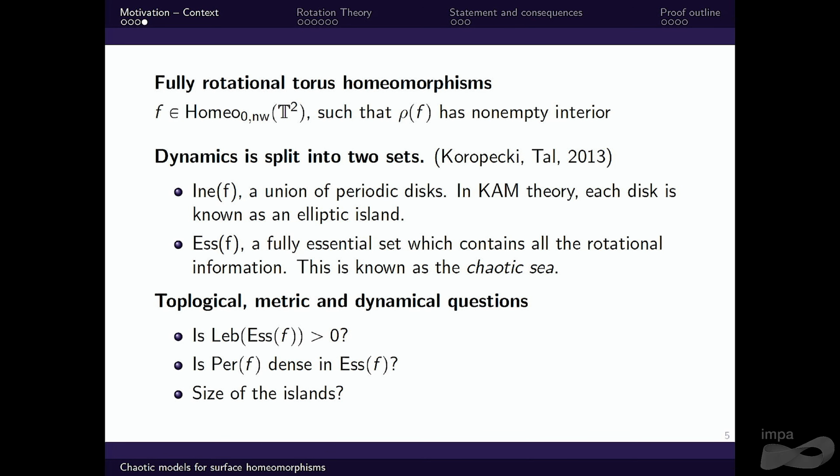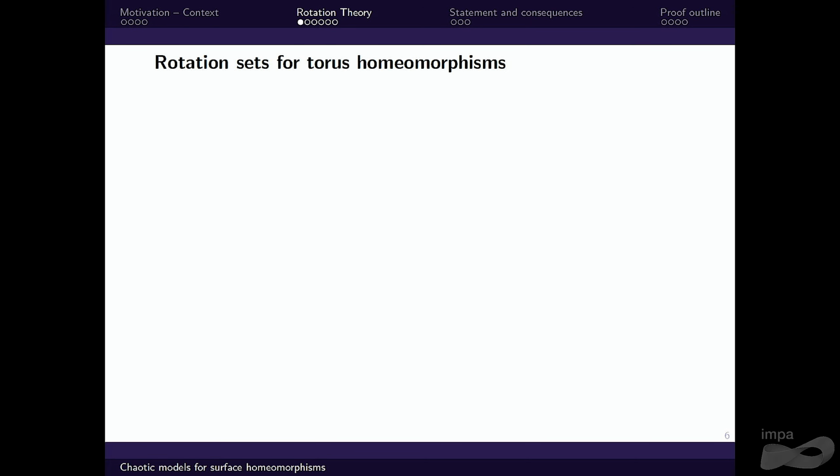What about the size of the islands? Can they be as big as they want? Do you have some sort of thin and long islands, or are they uniformly bounded? So we will more or less address the last two questions, okay? Just more or less. Any questions up to now? Okay? So now a little bit of rotation theory. If you have never seen anything like torus rotation theory, let's go.